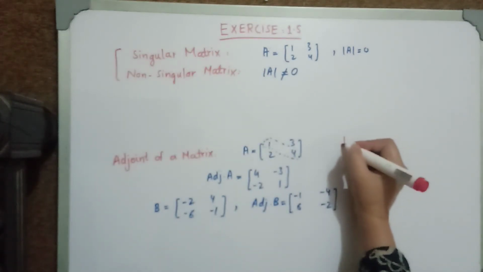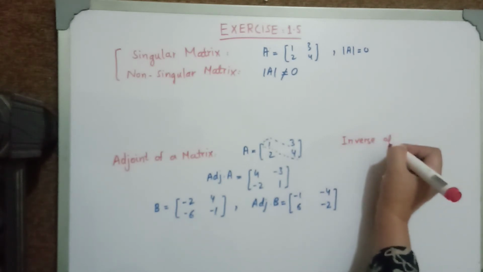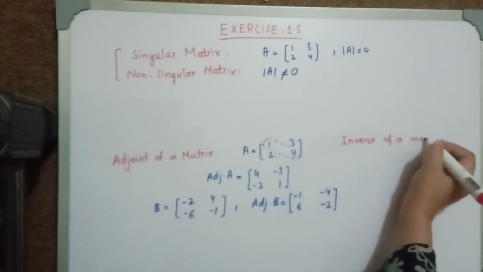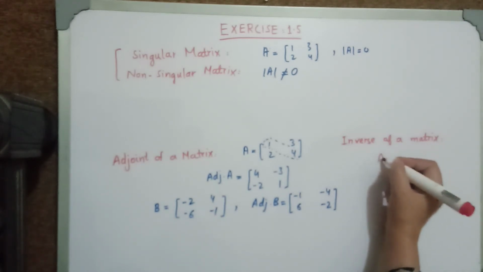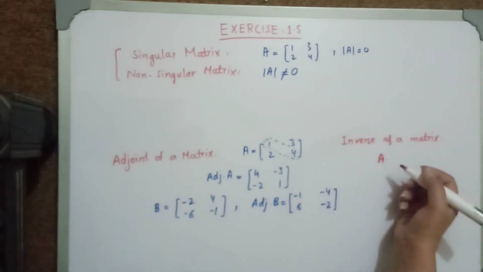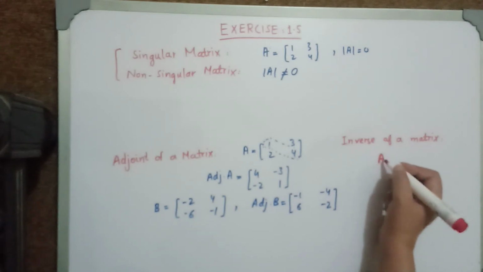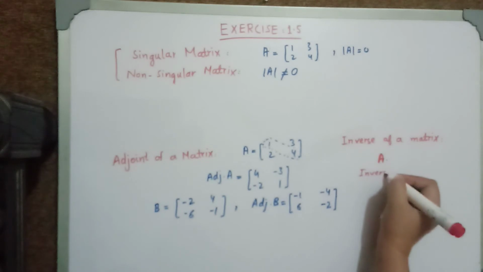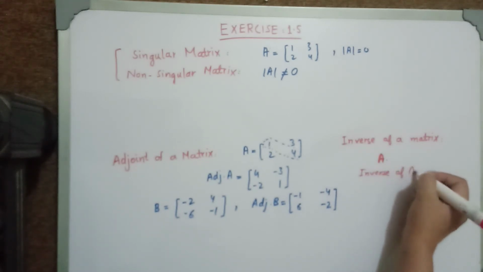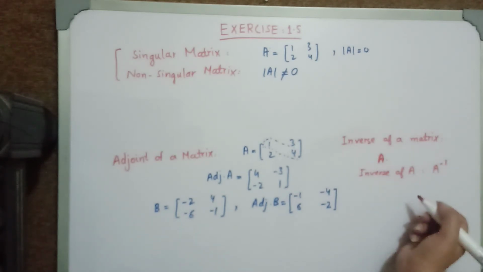Now the next thing that you need to learn is the inverse of a matrix, right? So let's see, how do we find the inverse of a matrix? Let's say I have a matrix A. As we know, we denote a matrix by a capital alphabet. So the inverse of this matrix A will be denoted by A raised to the power -1.